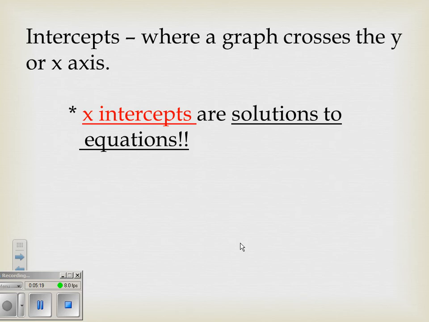Another thing that's talked about starting at the top of page 73 are the intercepts of a graph. Intercept is just a fancy word for crossing. So where does the graph cross the y-axis or the x-axis? Now, why do we even need to find these things?